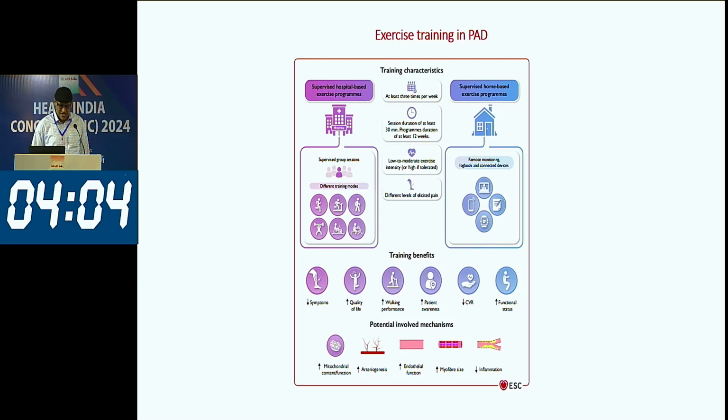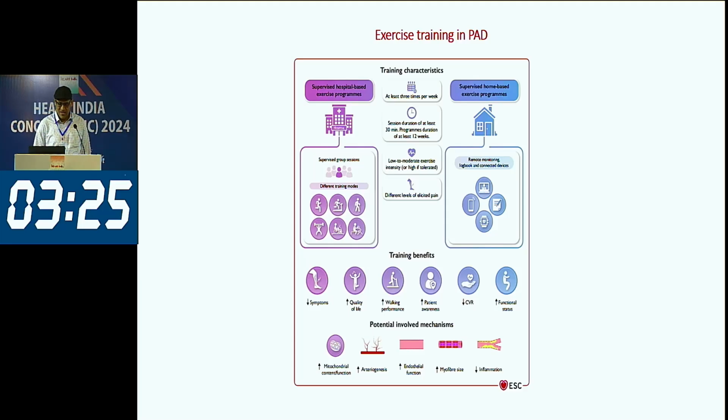A lot of stress in these guidelines has been given on exercise training in peripheral arterial disease, and this has become a class 1 recommendation in the ESC guidelines, and it has been proposed as a modality of treatment in peripheral arterial disease. So they recommend that supervised exercise training is very important in patients who are symptomatic for peripheral arterial disease, and they recommend at least 3 times per week exercise training, whether it could be supervised hospital-based exercise training or supervised home-based exercise training, and the session duration of at least 30 minutes, programs duration of 12 weeks.